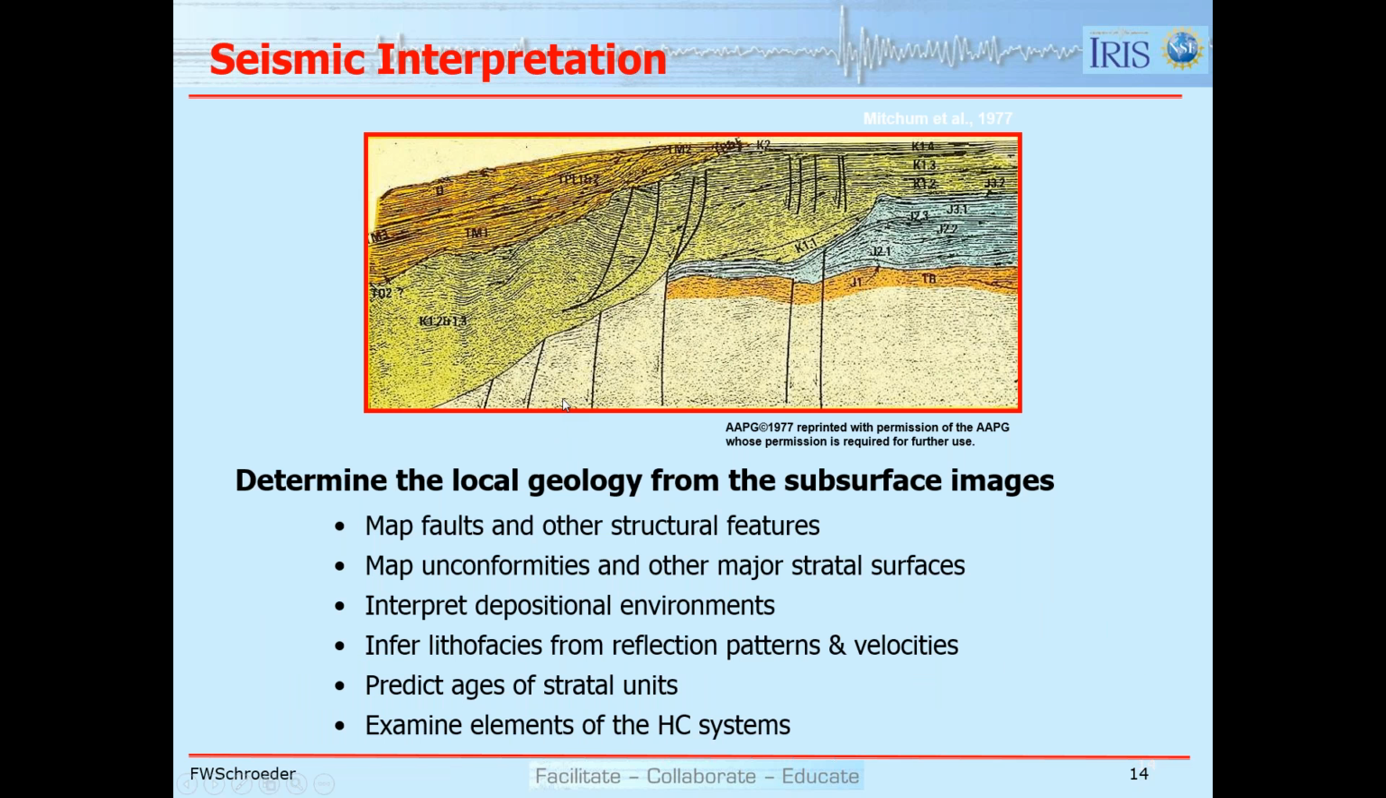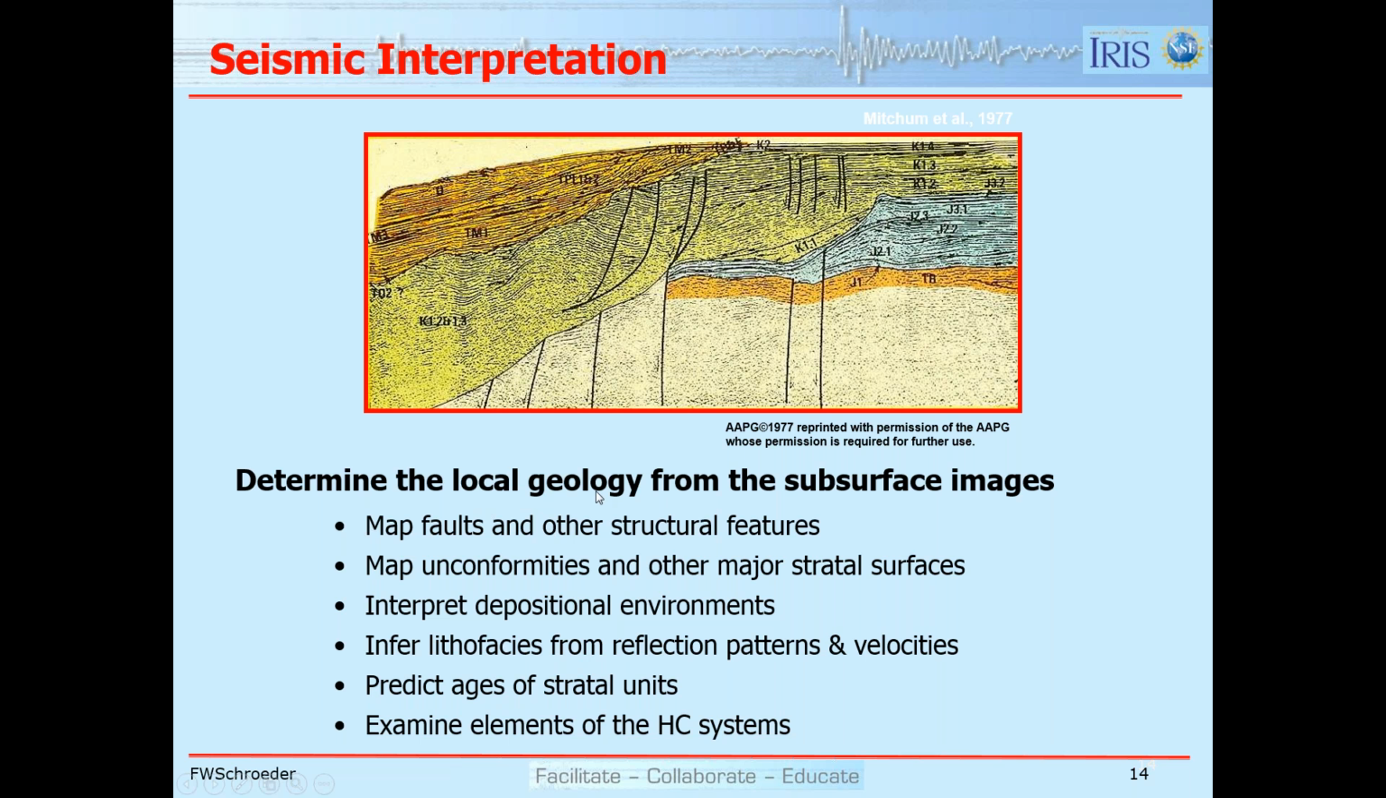So that's a little bit about the acquisition and the processing. The next step is to do seismic interpretation. I mentioned this is a classic line. We have an exercise later on in the course where you can work some interpretation on this.